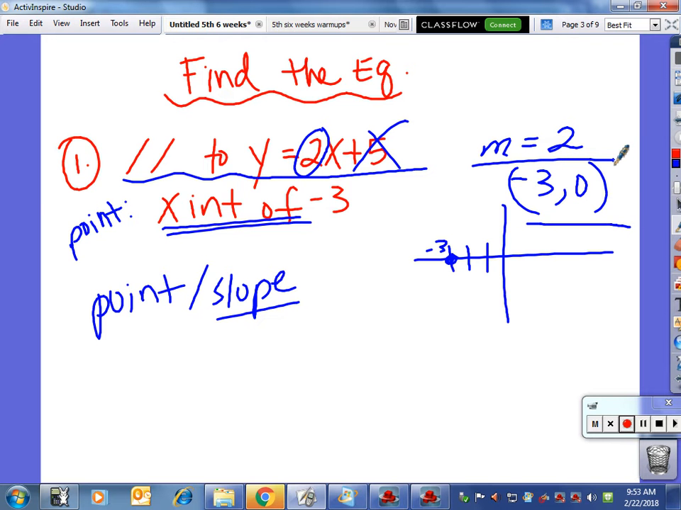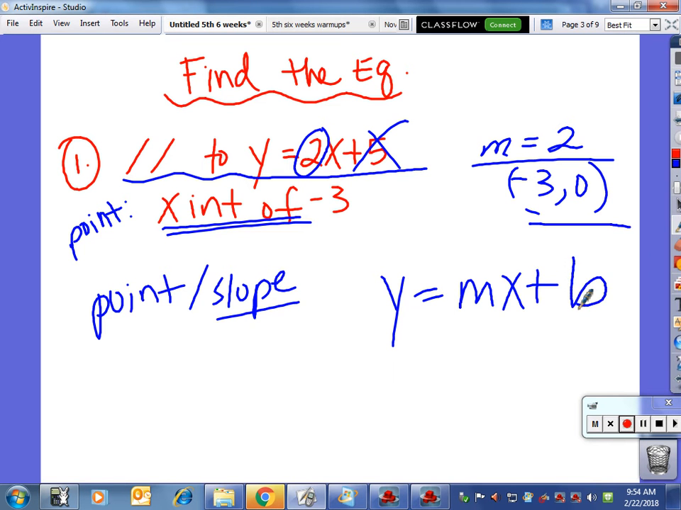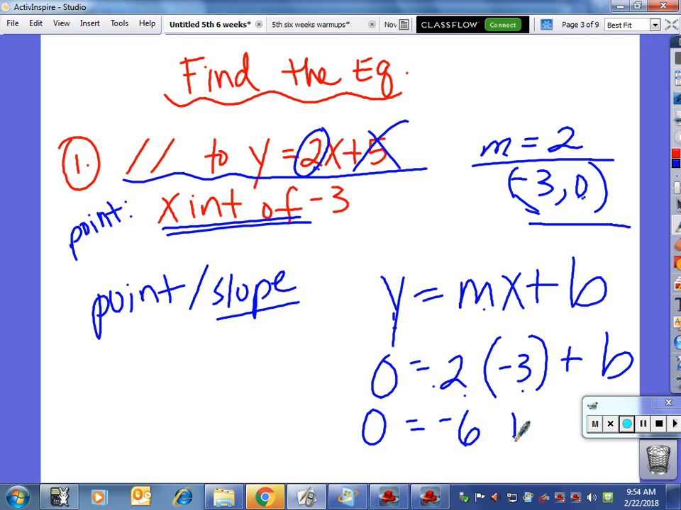What's the only thing I'm missing? The b. You've got to find your y-intercept that matches this description. That's where you plug everything into y equals mx plus b. I used the y value from my point, which you had to know was 0. I used the slope from this line. You had to know parallel lines have the same slope. My x value was -3 plus b. Y equals m times x plus b. 0 equals -6 plus b. What's my b value? 6. I've got to add 6 to both sides. So what's my equation? Y equals 2x plus 6.